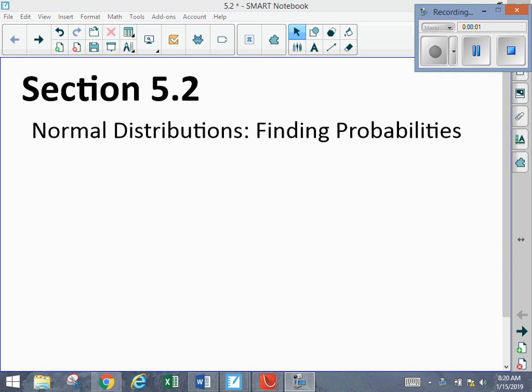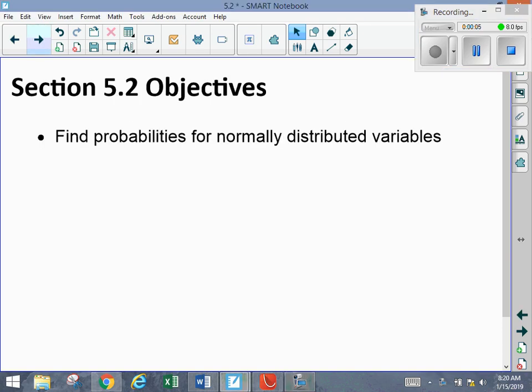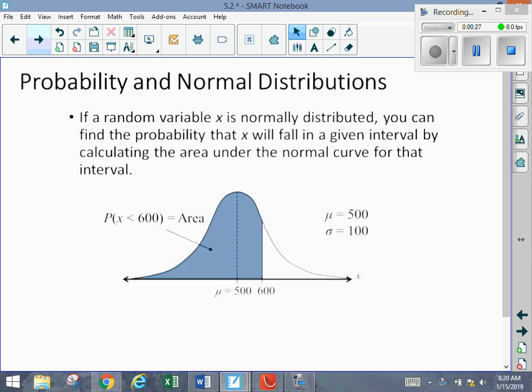Let's tie it all together with section 5.2, and we're going to find probabilities for normally distributed variables. This is kind of the end game for the normal distribution: being able to find the probability of an event occurring if you can assume that the event is approximately normally distributed. So, if it's normally distributed, you can find a probability.